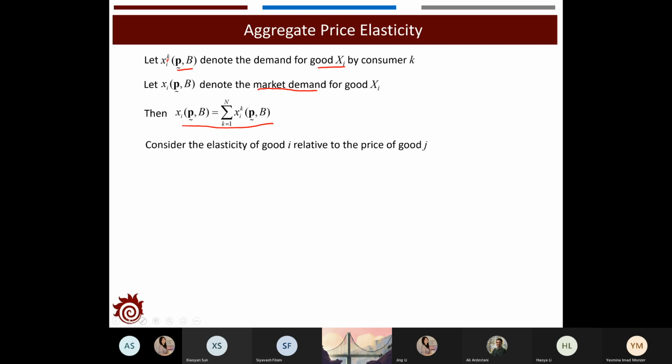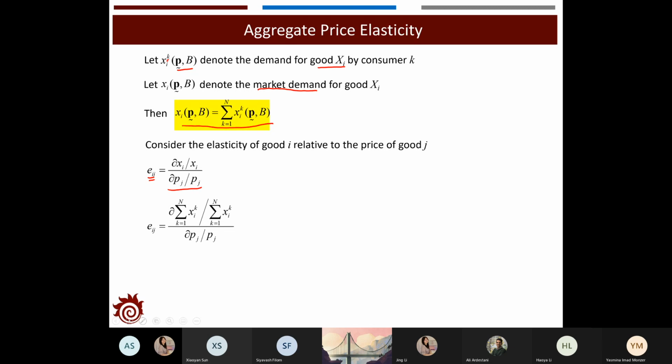Then with this information, we can calculate the elasticity of the good I with respect to the price of the good J. This requires us to find the definition of the elasticity. We use the notation EIJ to represent the elasticity of the product I with respect to the price of the product J. That is the partial Xi divided by Xi, divided by partial Pj divided by Pj. So this is actually the definition of the elasticity.